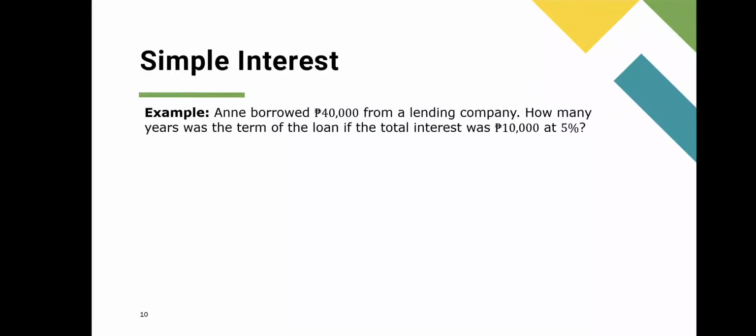Next, Anne borrowed 40,000 pesos from a lending company. How many years was the term of the loan if the total interest was 10,000 pesos at 5%? Okay, so this time we're looking for the term or the time of the loan. So time is equal to interest over principal times rate. So first, what do we know?